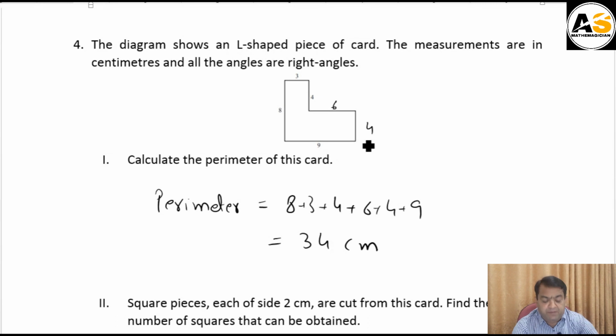Or this can even be tackled like this. This is 6, this 6 is over here, this 4 is over here. So this is a rectangle of length 9 and width 8, and its perimeter will be 9 plus 8, 17, into 2. It can also be calculated like this. Now the second part.